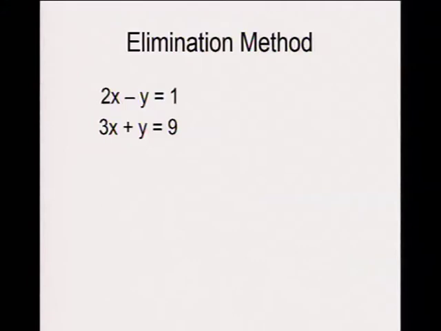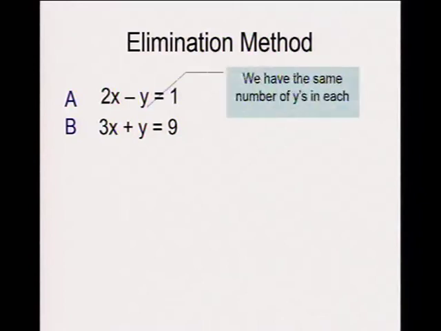Here's an example. We have got 2x minus y equals 1, and we have got 3x plus y equals 9. How do we go about that? Simple. We can do it by elimination. In that example, we've got equation a and equation b. We have the same number of y's in each equation.